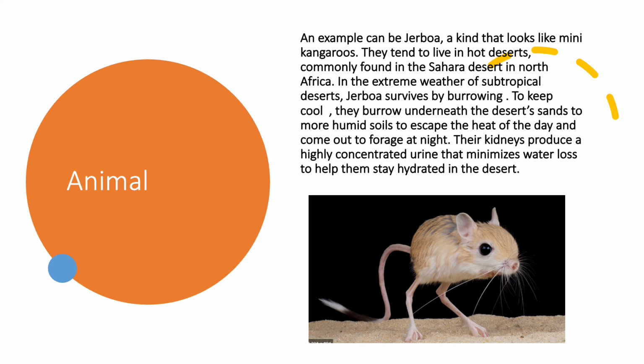An example of an animal that lives in subtropical deserts is the jerboa, a kind of small animal that looks like a mini kangaroo. They tend to live in hot deserts, commonly found in the Sahara Desert in North Africa. In the extreme weather of subtropical deserts, jerboas survive by burrowing. To keep cool, they burrow underneath the desert's sand to more humid soil to escape the heat of the day and come out to forage at night.